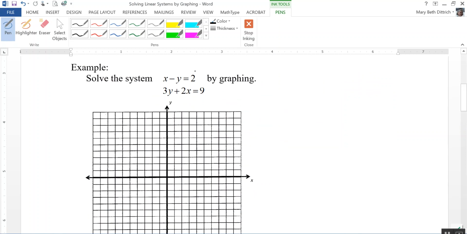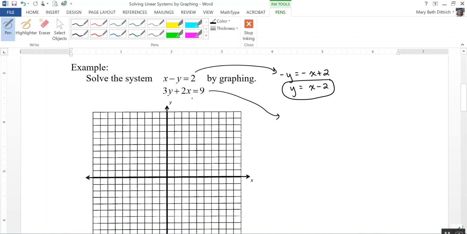First of all, I want to rewrite each equation in slope-intercept form. So subtracting x on each side is going to give me negative y equals negative x plus 2, and then dividing each side by negative 1 gives me y equals x minus 2. So there's one equation that I'm going to graph. And now I have to rewrite this one.